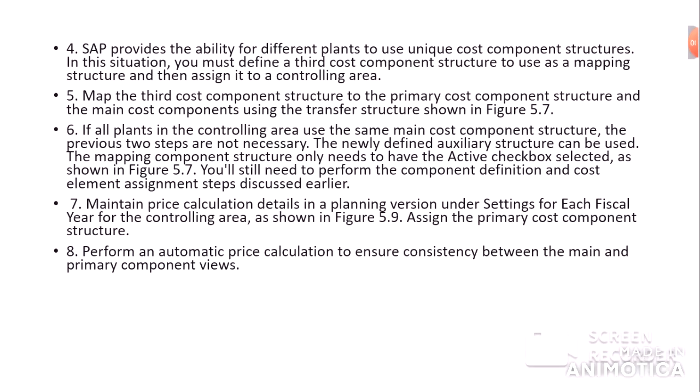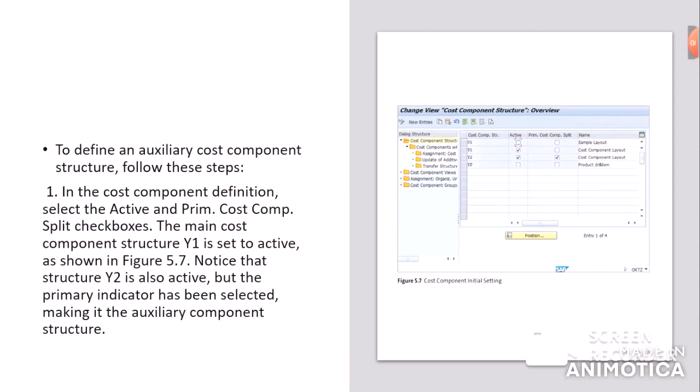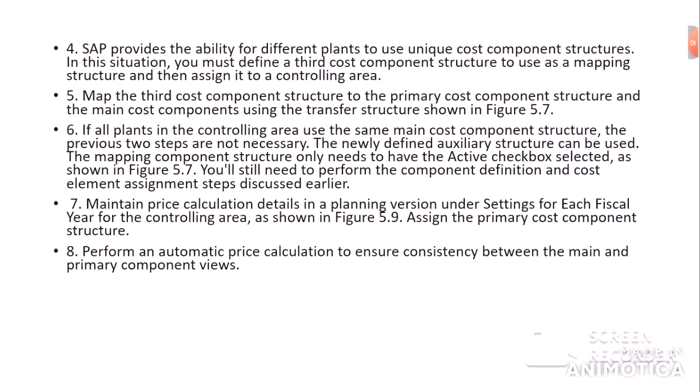So what do we now have to see? SAP provides the ability for different plants to use unique cost component structures, and then you must define a third cost component structure to use as a mapping structure and then assign it to a controlling area. Map the third component structure to the primary cost component structure and the main cost component structures using the transfer structure.